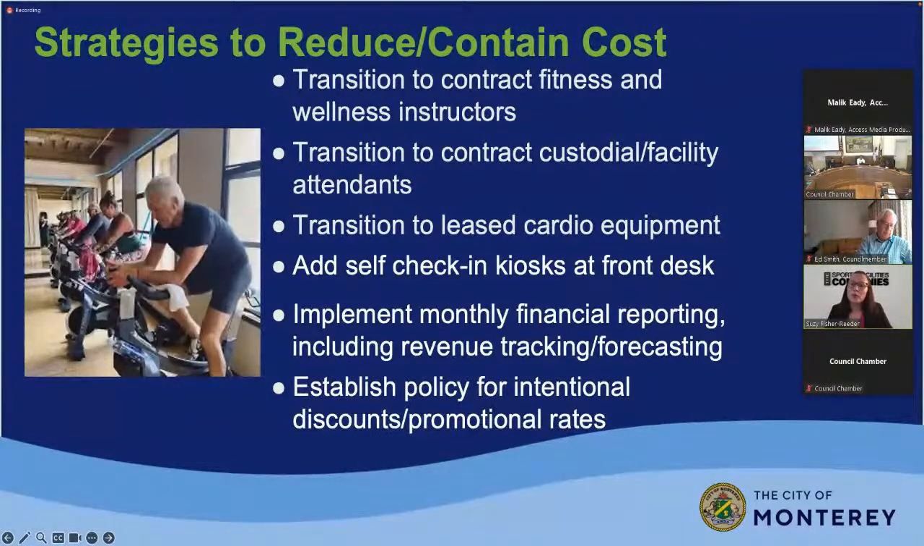Implementing monthly financial reporting and revenue forecasting to allow the sports center staff to stay informed and make responsible budgetary decisions. And finally, establishing a policy for promotional rates and discounts that are intentional and seek to attract new members, encourage return members, or promote the Monterey Sports Center to first-time customers.